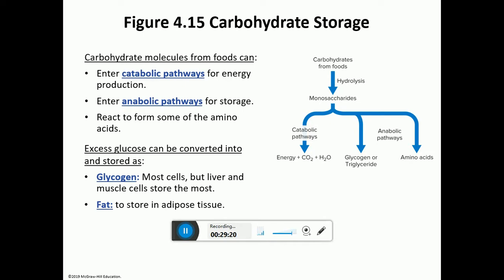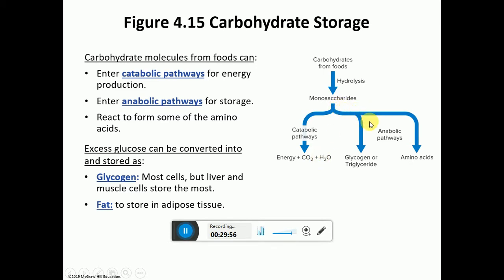Now for carb storage. Carbohydrates are stored in the body as glycogen or fat. So when we eat carbs, they are hydrolyzed, so they are digested into monosaccharides, and that's how we can absorb them. We absorb these monosaccharides, and there are several pathways for them to go through. They can go through catabolic pathways, so we'll burn these monosaccharides, we'll burn that glucose to make energy, carbon dioxide, and water.